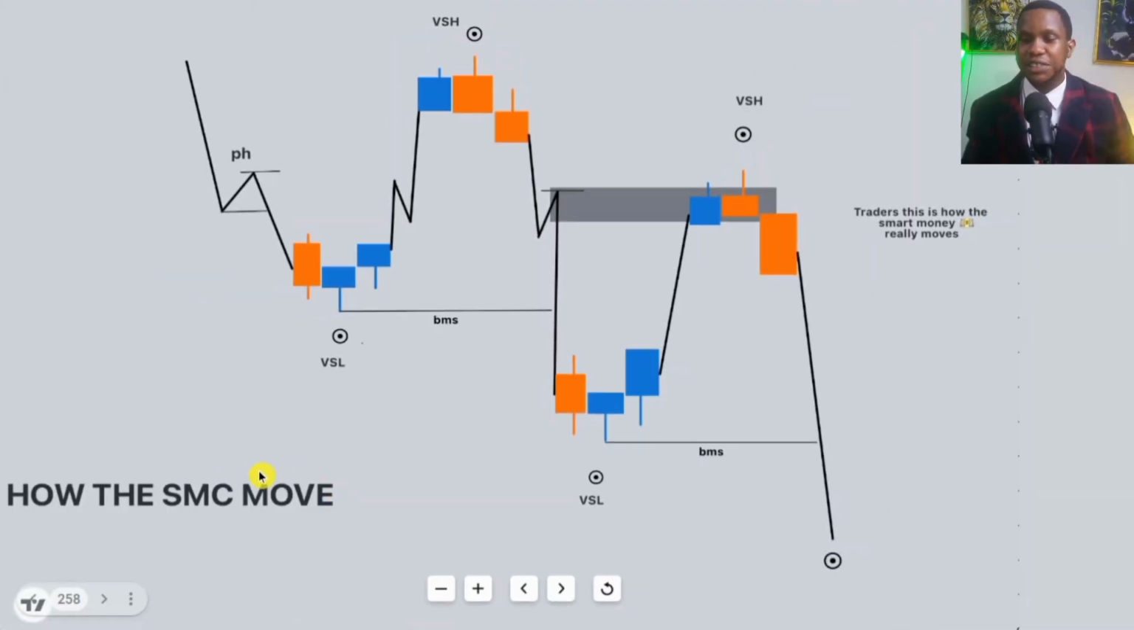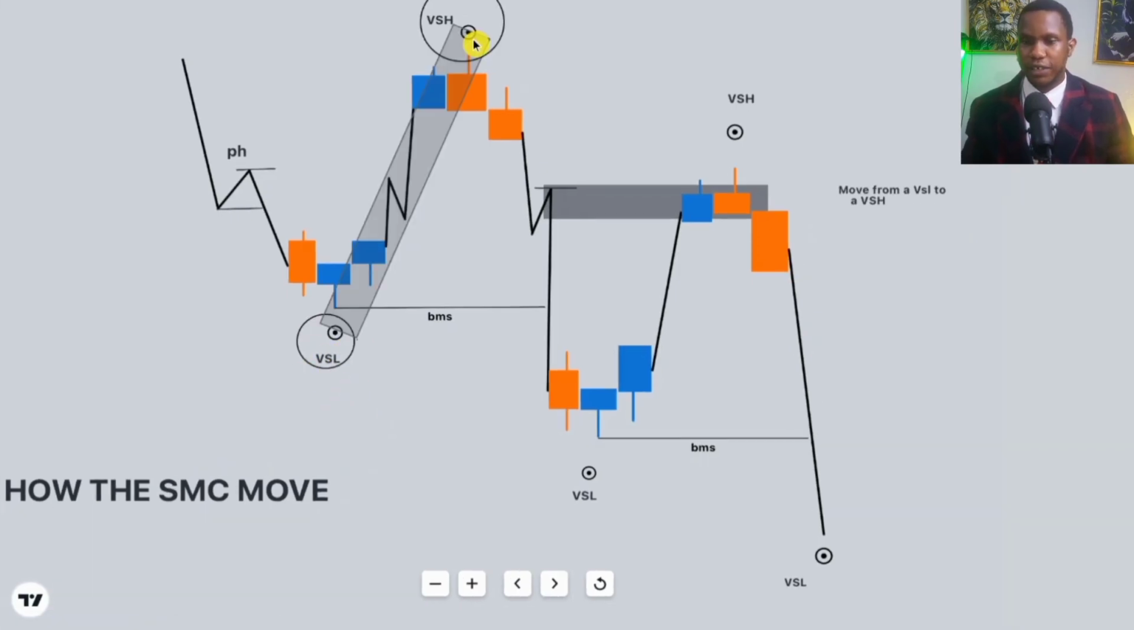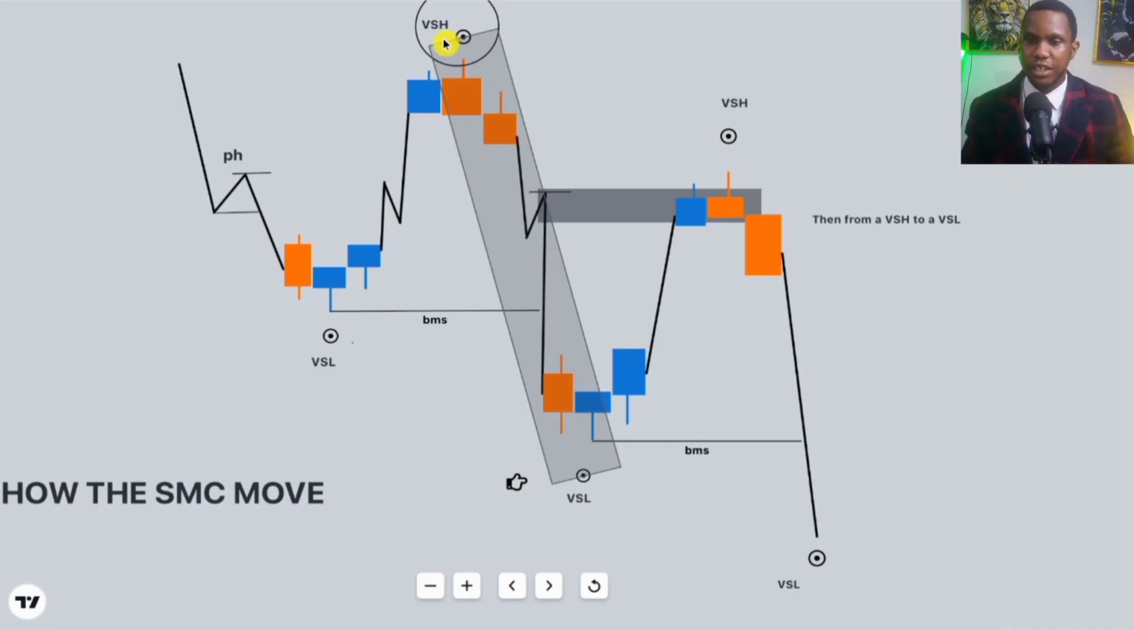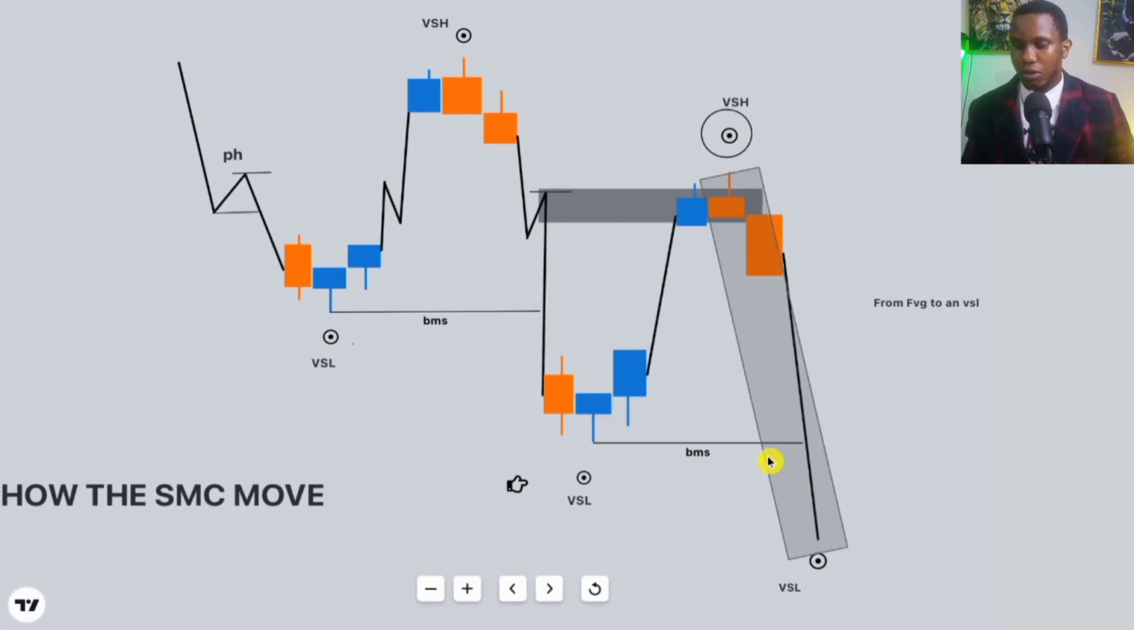This is how the smart money really moves in the market. From a value structure low to what? A value structure high, and from a value structure high to a value structure low, and from a value structure low to what? A fair value gap, and from a fair value gap to our value structure low.